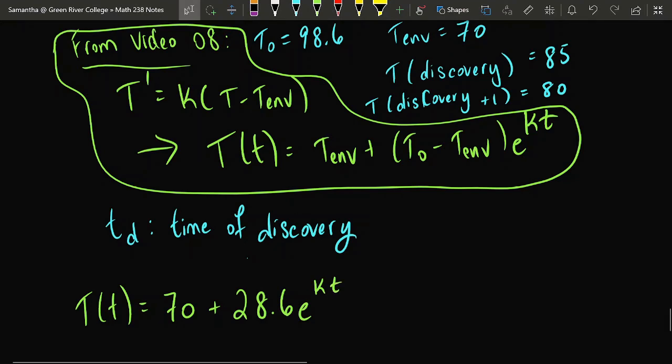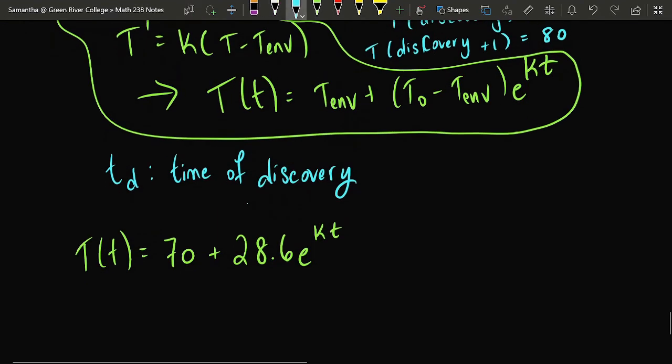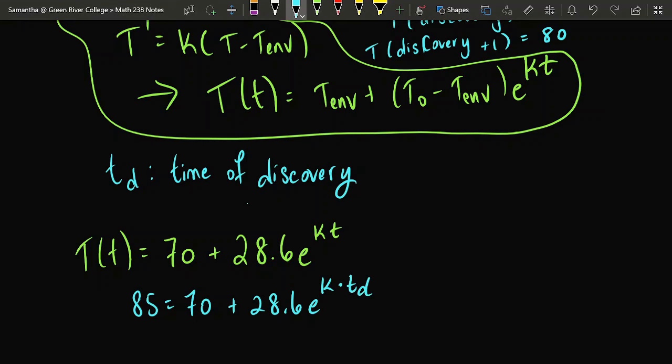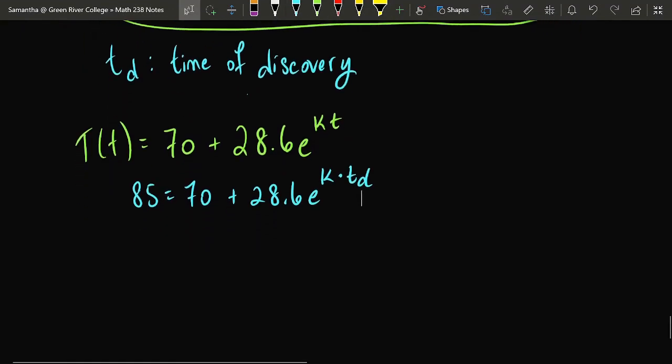So now let's figure out what is going on with the k value. That's really the only unknown left in this problem. For that, let's try using our final two data points. The temperature at the time of discovery is equal to 85. And the temperature 1 hour after that is equal to 80.